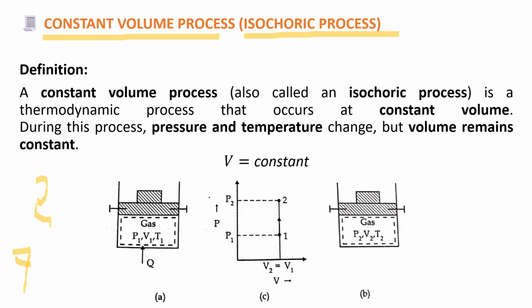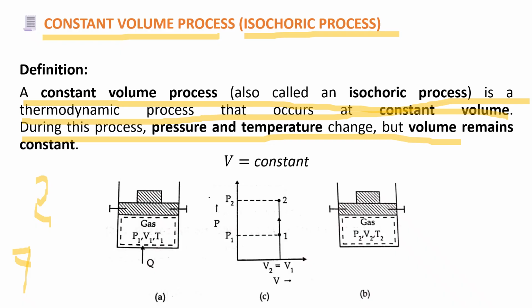So what is a constant volume process? A constant volume process, also known as an isochoric process, is a thermodynamic process that occurs at constant volume. During this process, pressure and temperature may vary, but volume remains constant. What you can see here is the system. This is a piston cylinder arrangement and the piston is fixed. Now what happens when heat is supplied or rejected? The pressure and temperature will vary, volume remains constant.